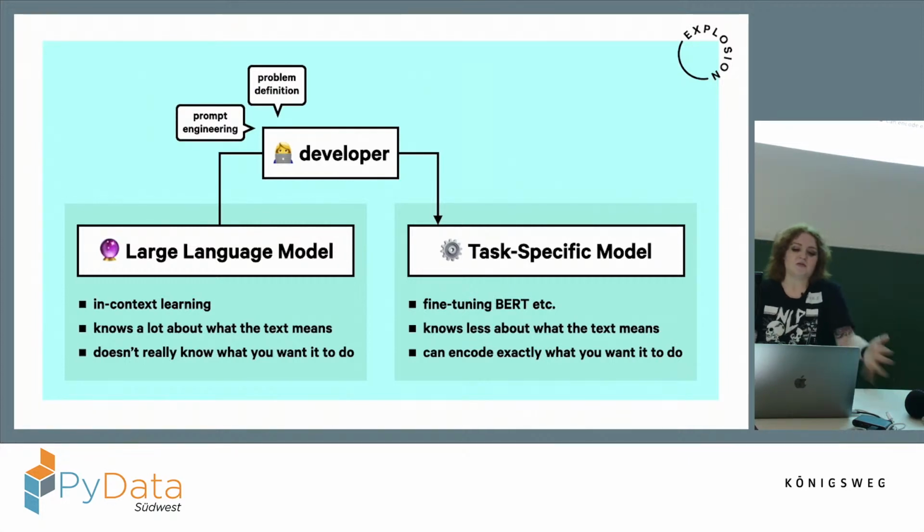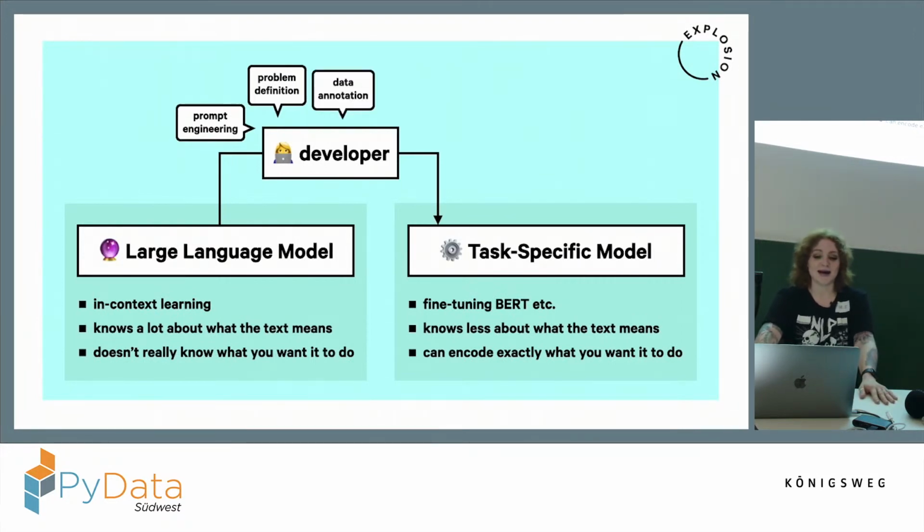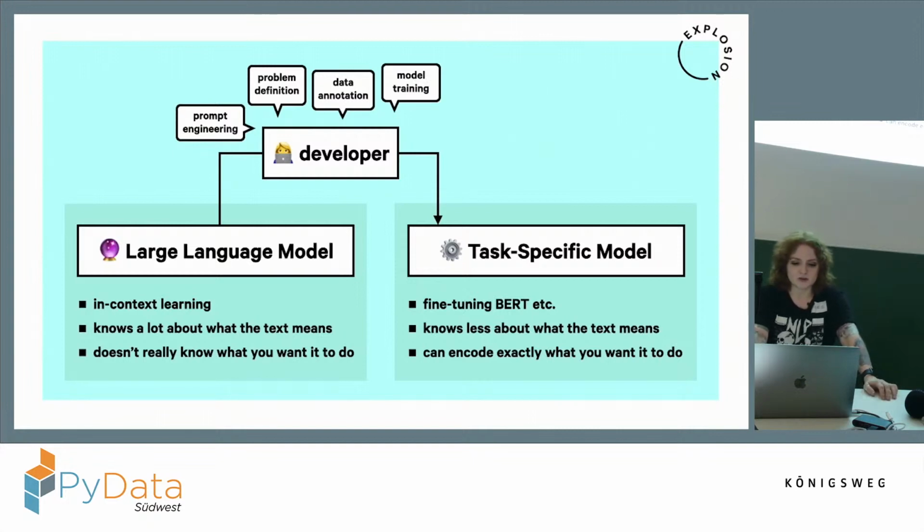That's not going to go away magically. We still have to decide what we even want to do and why and how. We have to create some data. We can use the large language model to do that, but we still have to make sure that our data is good, because otherwise we can't fine-tune a model that's this good. And we, of course, need to train it and evaluate it.